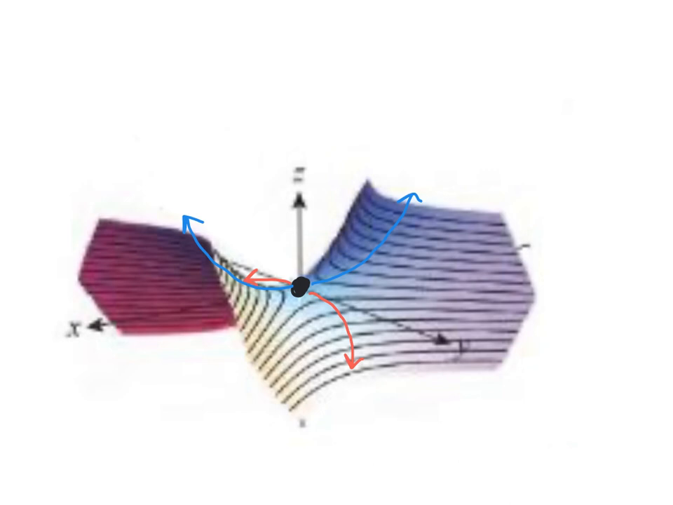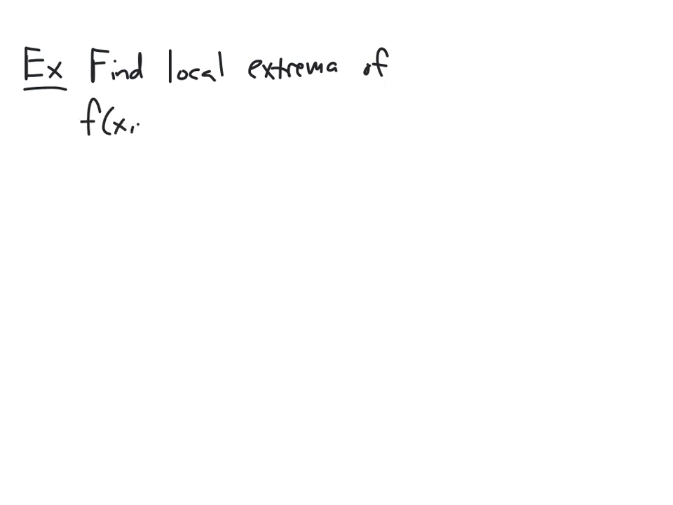You could also see in this picture why it is called a saddle point. This particular graph and how they chose the domain, this really does look like a saddle. So let's look at a couple examples where we have to determine local extrema of functions. All right, so first, let's say we want to find the local extrema of the function f of x, y, given by x squared plus 6x plus y squared minus 2y plus 5.